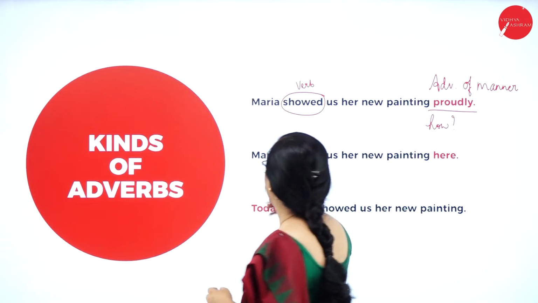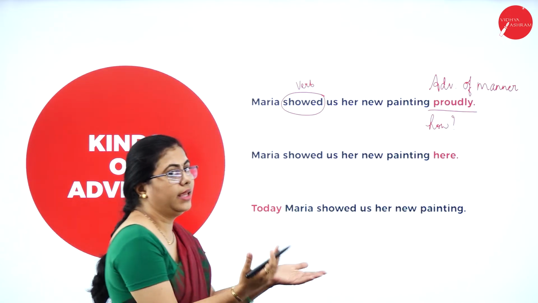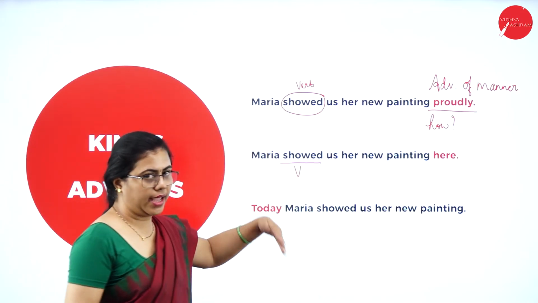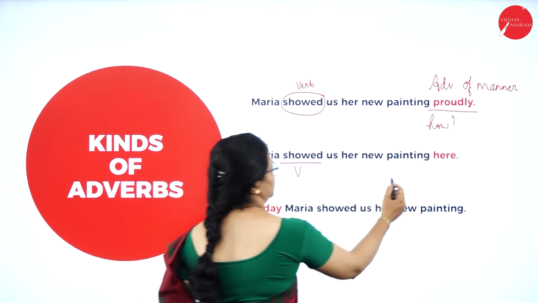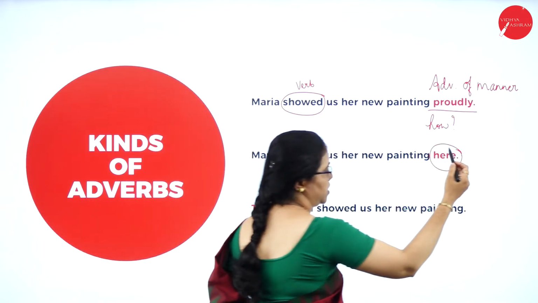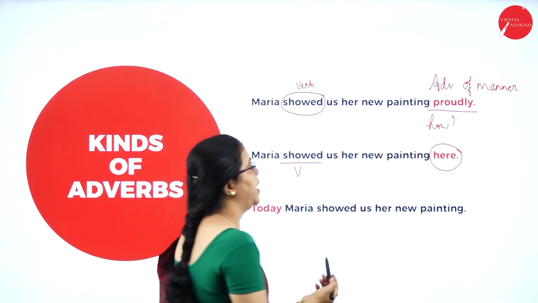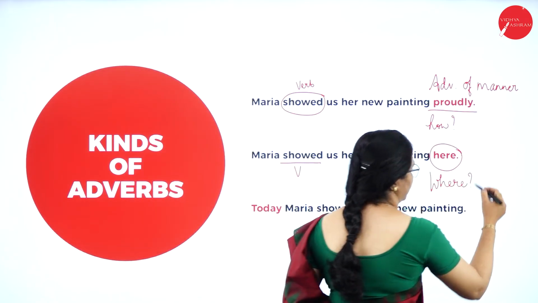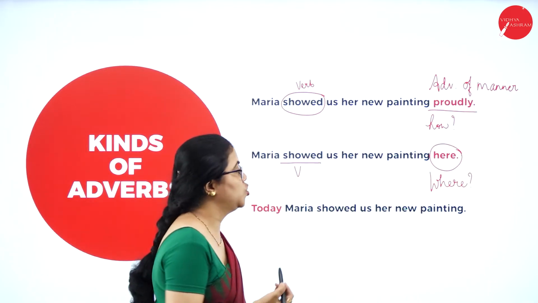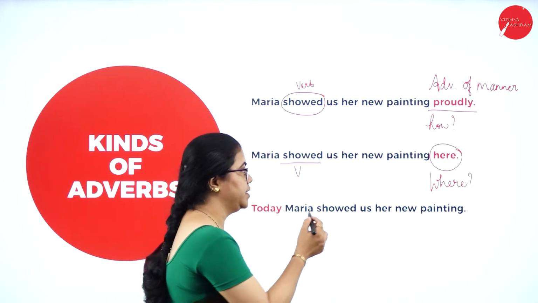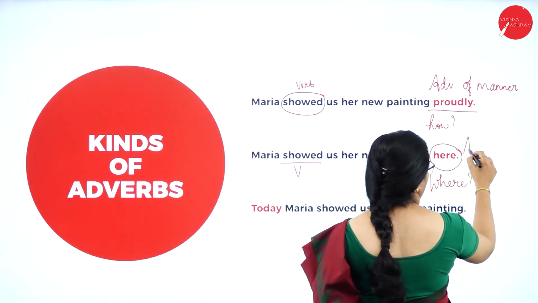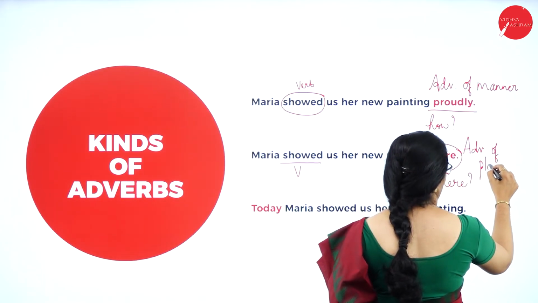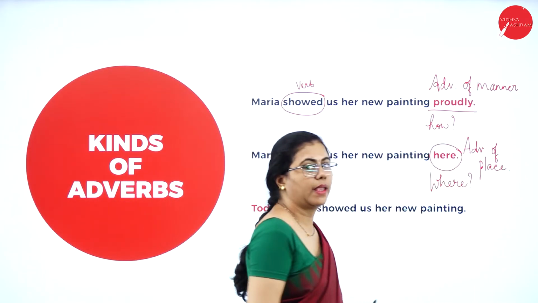Fine. So next we have Maria showed us her new painting here. Again, showed is the verb in the sentence. I need not tell it again and again. After this, you have this word extra that is added here. So where did she show her painting? This is answering the question, where? She showed us here. So this adverb is telling us about the place. So this is an adverb of place.